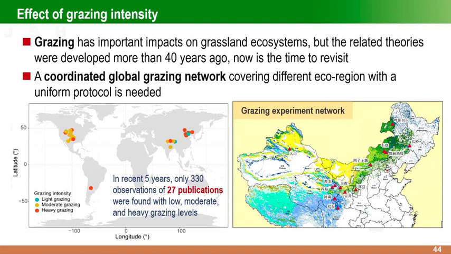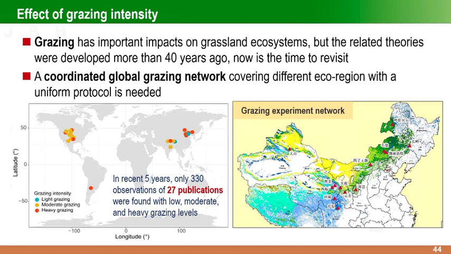We also found the grazing experiment worldwide. In the last 5 years, there's not much grazing, only 27 publications worldwide. So because grazing has important impact on grassland ecosystem, but the related theory were developed more than 40 years ago. But I think now it's time to revisit. In addition, a coordinated global grazing network covering different ecoregions with the uniform protocol is needed if we can get some general patterns.